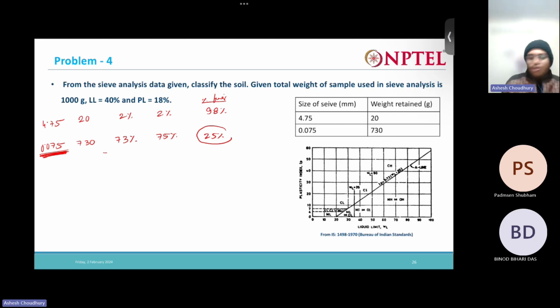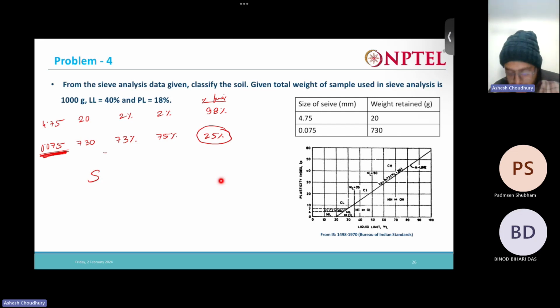Okay. Now in coarse soil, what is the coarse soil? Sand, obviously sand, right? Obviously it's going to be sand. S. Now the second target is to determine the suffix.